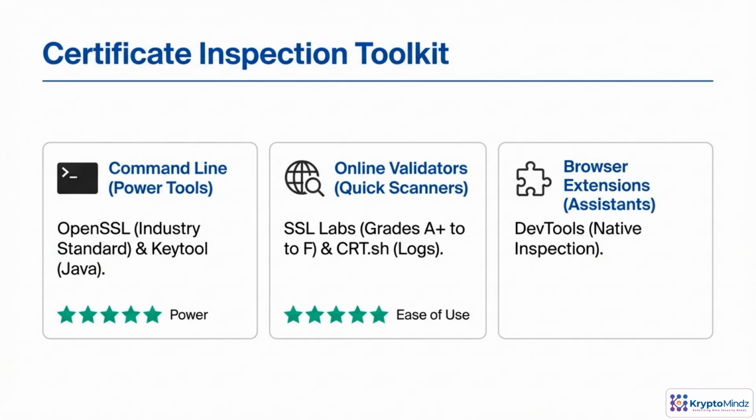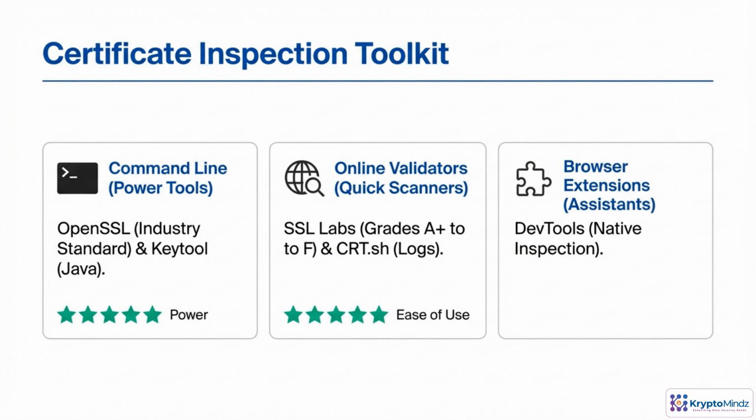When you just want a quick health check of a site, online validators are faster. Services like SSL Labs connect to the server, grade the configuration, and highlight obvious problems such as weak ciphers, missing intermediates, or protocol issues. Certificate transparency viewers let you see how and where a certificate is logged in the ecosystem.